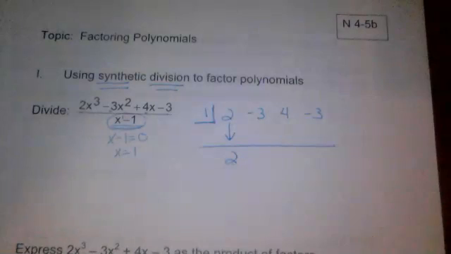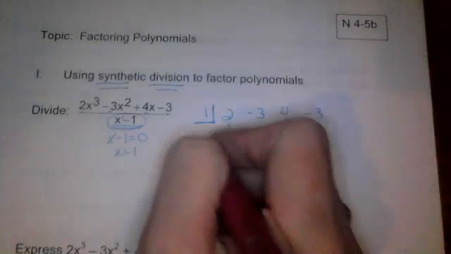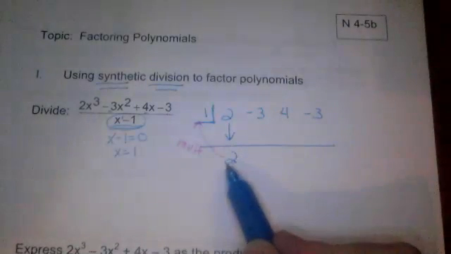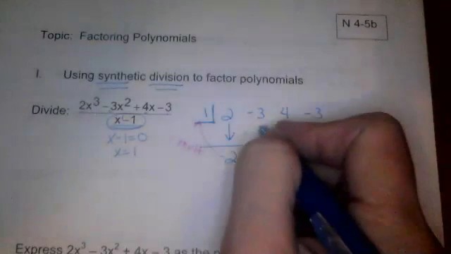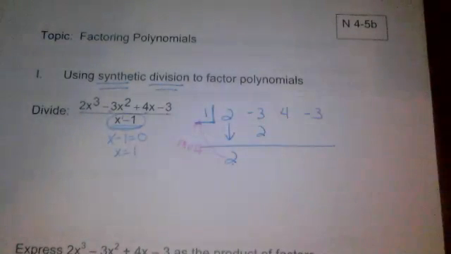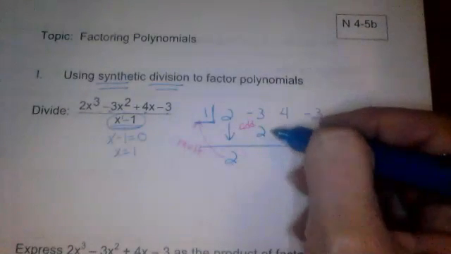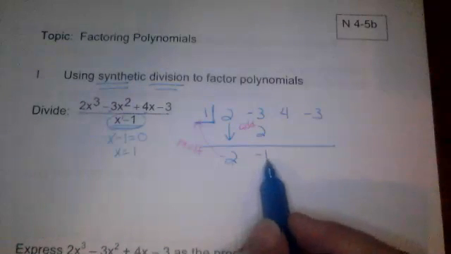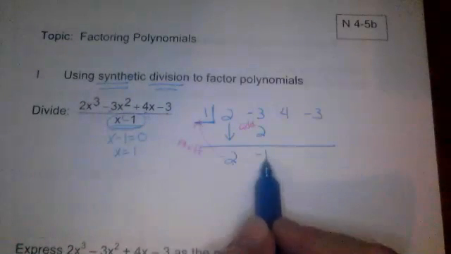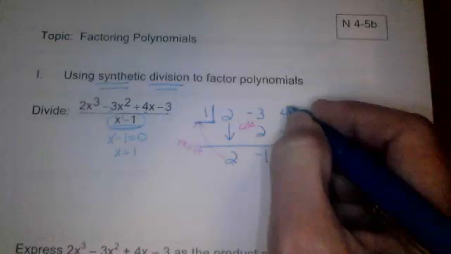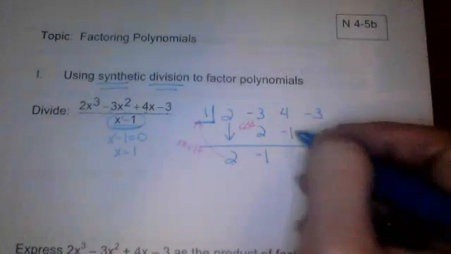Then we're going to take this number and multiply times the number in the box. So 2 times 1, we write it in this next little space, and then we're going to add these together. So -3 plus 2 is -1. Then we're going to multiply again. Multiply the bottom row times the box. So -1 times 1 is -1. And then we add 4 plus -1, or 4 minus 1 is 3.